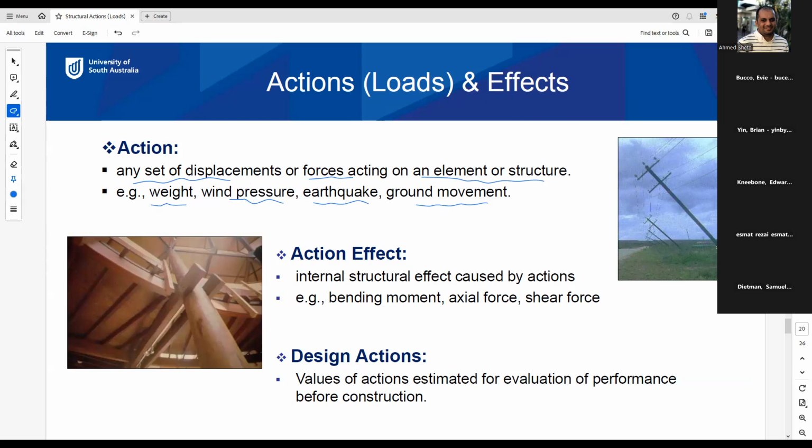In this example, we have a structure which is the electricity pole, and due to the wind, some pressure is applied on the pole. That's why the pole has displaced like this. So any action that applies force or displacement on the element is considered a load. Examples again: weights, wind pressures, earthquakes, ground movement, and so on.